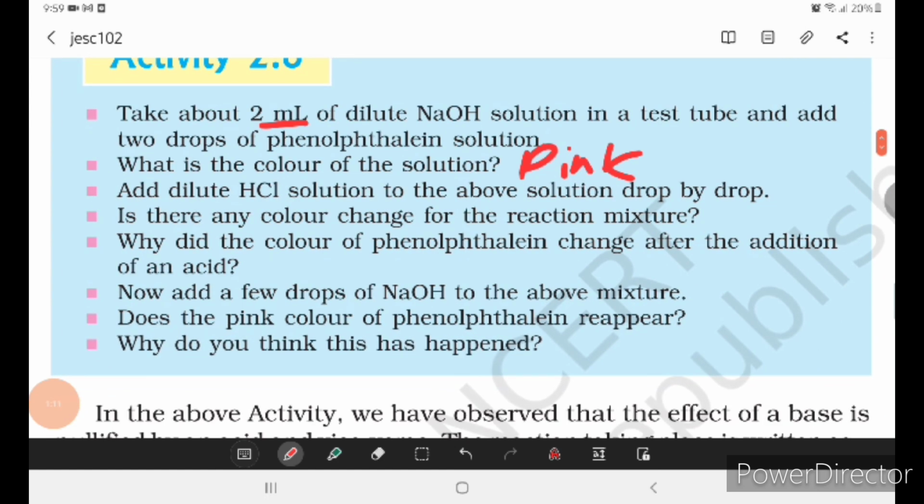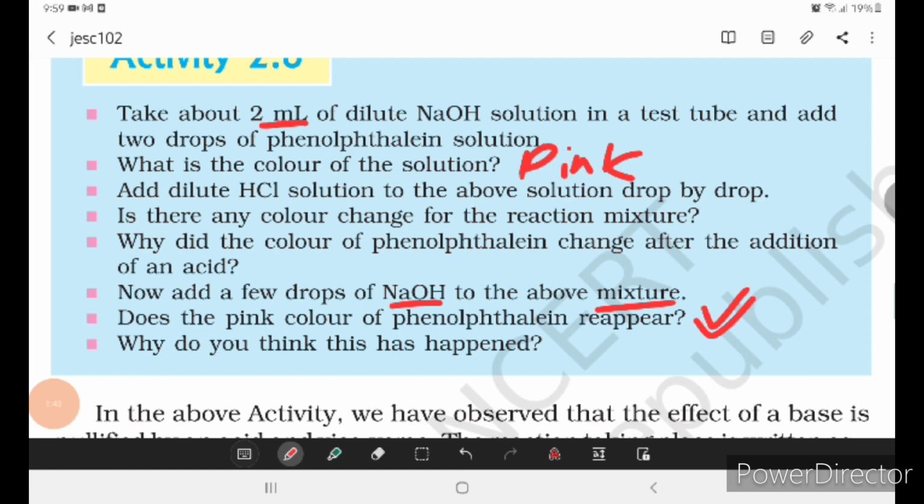Add dilute HCl solution to the above solution drop by drop. What happens to the color of the solution? It starts disappearing and becomes colorless when more acid is added. Now add a few drops of NaOH, that is, add the base again, and gradually the pink color increases. Does the pink color of the phenolphthalein reappear? Yes, it reappears. Why do you think this has happened?